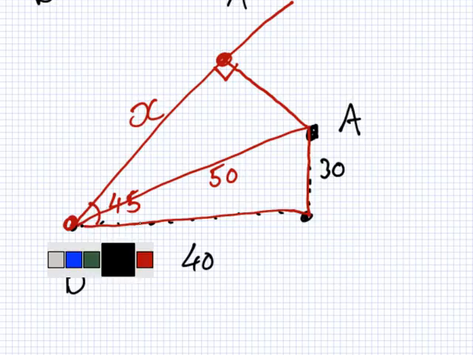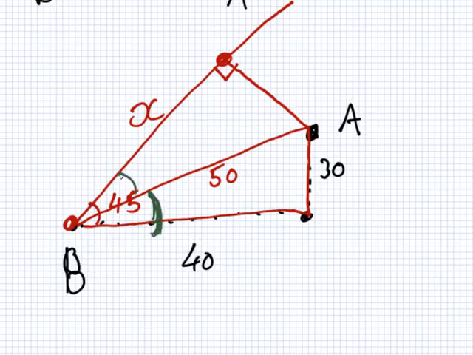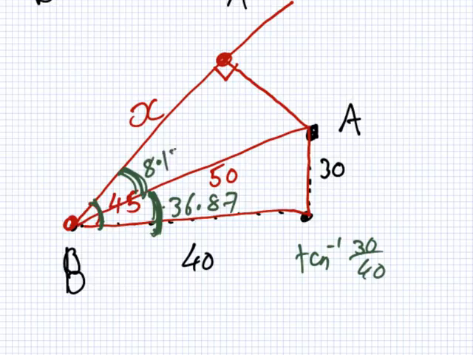Now what we could do is we could get this angle. If I know this angle, then how can I know this angle? Well, the total is 45. So if I know this, I can minus and get this. I'll just do tan inverse 30 over 40 will give me this angle. So tan inverse 30 over 40 is 36.87. So this angle here is 8.13.